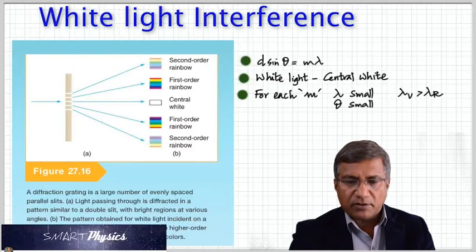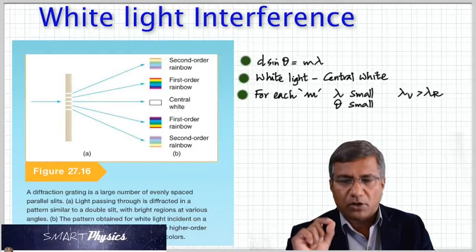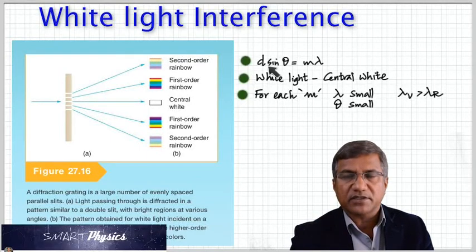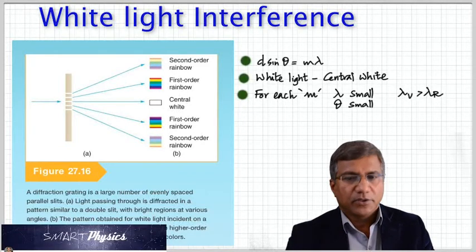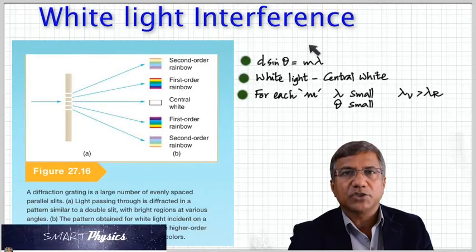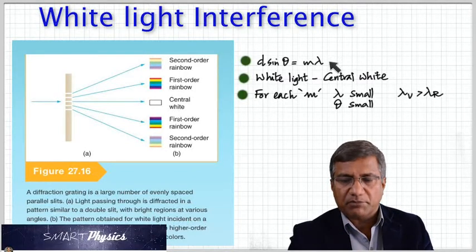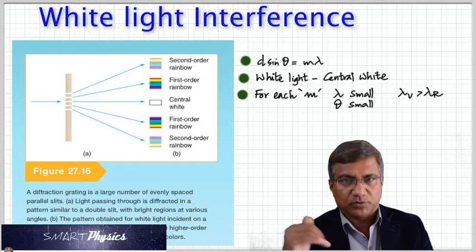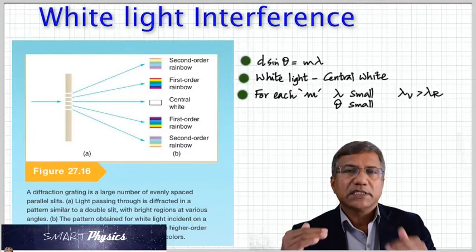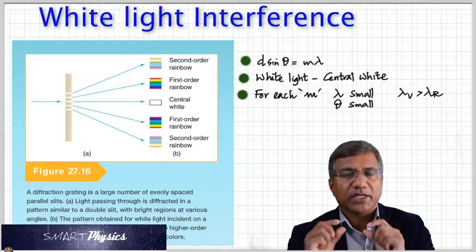The central maximum is going to be white because all of the wavelengths will satisfy this condition d sine theta is equal to m lambda. Do you know why? Because for the central maximum m is 0. And so whatever is the value of lambda, 0 multiplied by anything is 0. When the right side becomes 0, you get the value of theta as 0 degrees. So for all wavelengths, the central maximum condition is satisfied, they all converge there, and you get white.